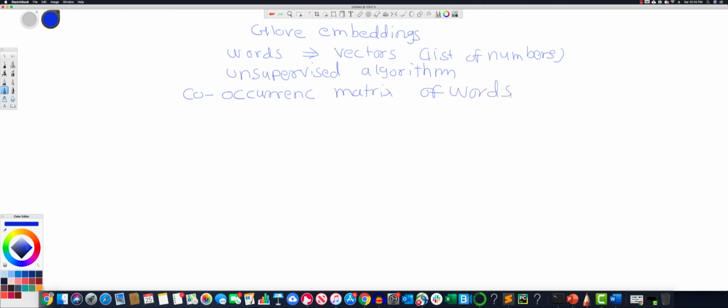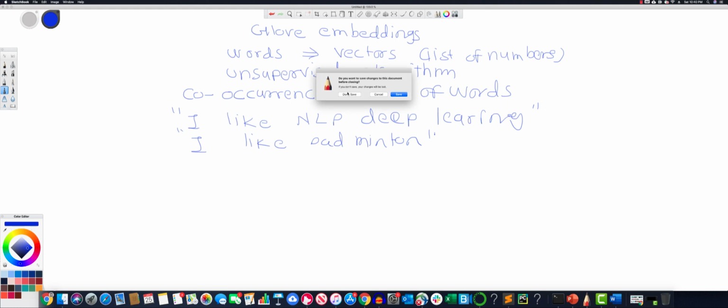Let's consider that our corpus has only two sentences. I like NLP, deep learning, and another sentence is I like badminton, right? Let's say we have only these two sentences in our corpus. Okay, then what we do is we basically compute a co-occurrence matrix as follows. So what we do is we plot the co-occurrence matrix like this.